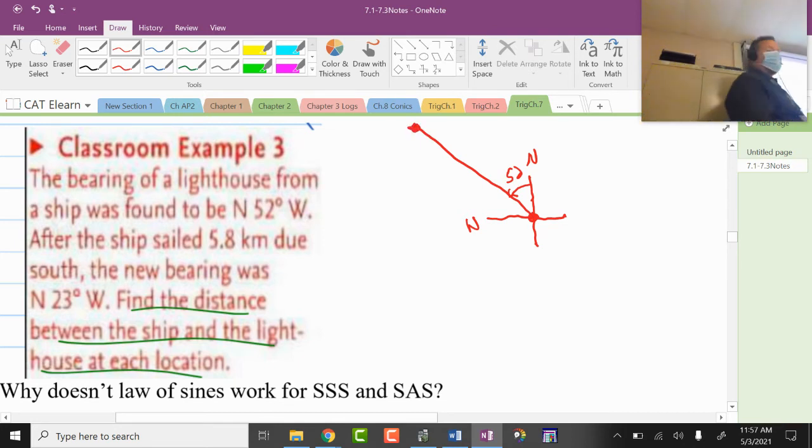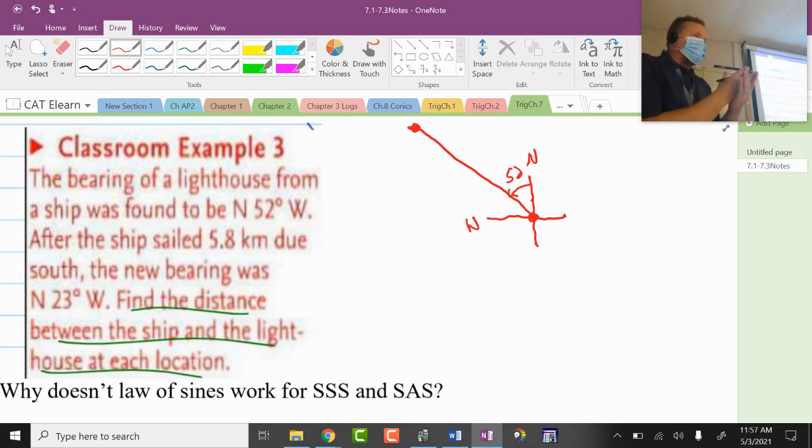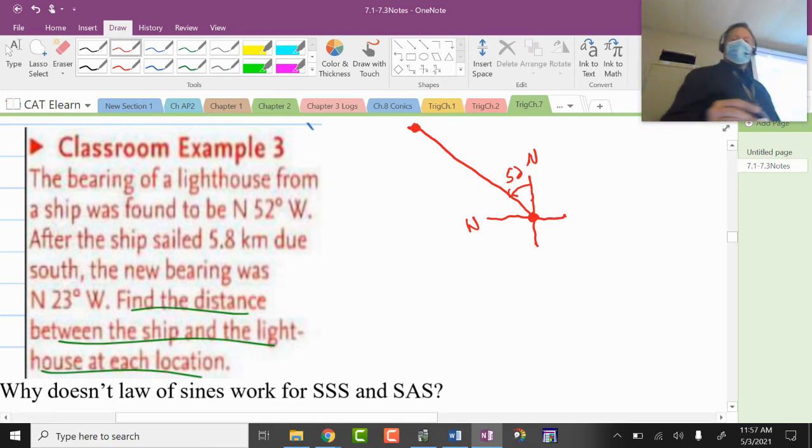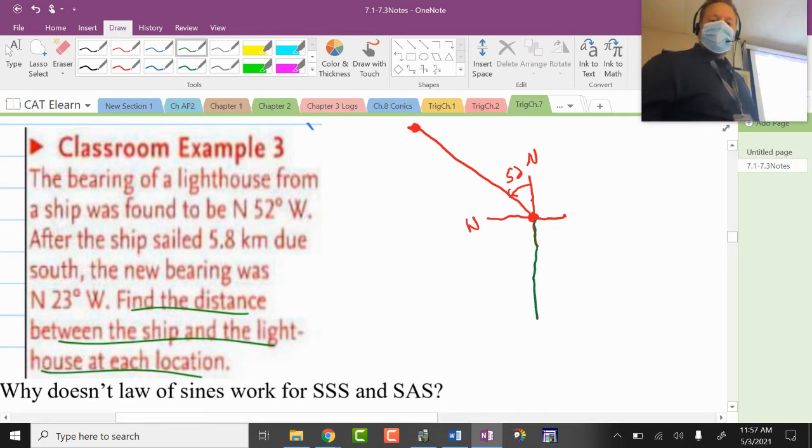It says lighthouse. I was just double checking. So the wording, the bearing from a ship to the lighthouse, that means the bearing is to the lighthouse, off of the ship. So the crosshair goes on the ship. Really trying to help you on this wording and this verbiage here. And then I'll color it in green. The ship goes due south for 5.8 kilometers. Then it should make sense.